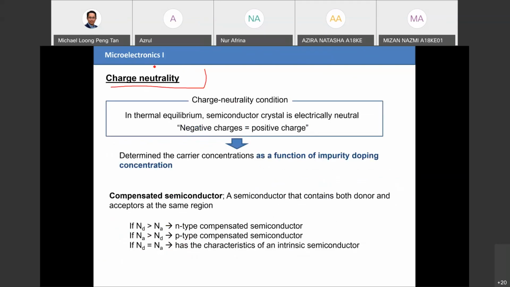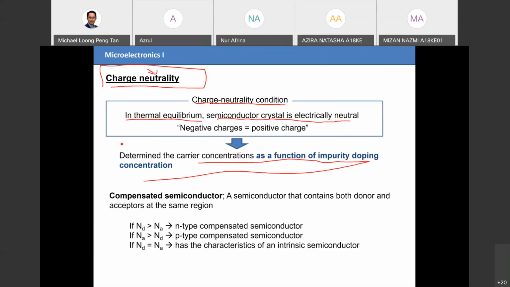So charge neutrality. This is another word here. Charge, is it positive, negative charge? And then it's called neutral here. Charge neutrality condition in thermal equilibrium: the semiconductor crystal is electrically neutral. It means that at room temperature, if you don't apply any external forces or potential, then they are electrically neutral. Negative charge equals positive charge. But determine the carrier concentration as a function of impurity doping concentration.